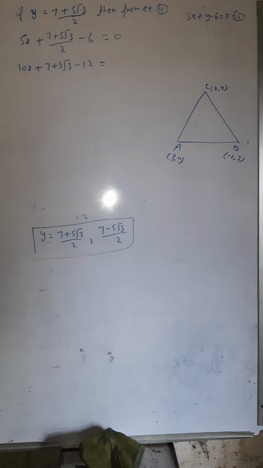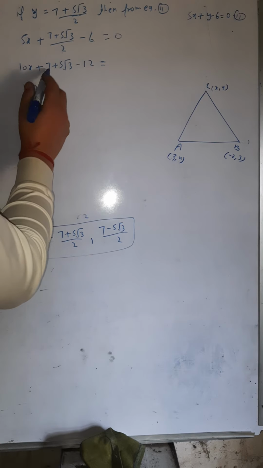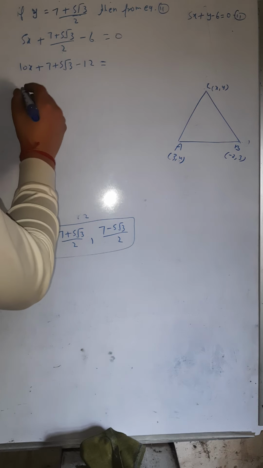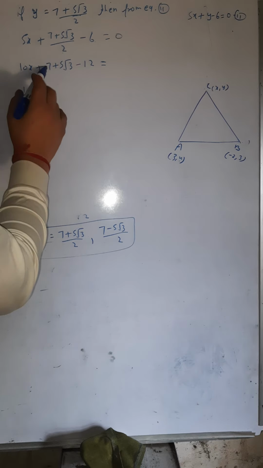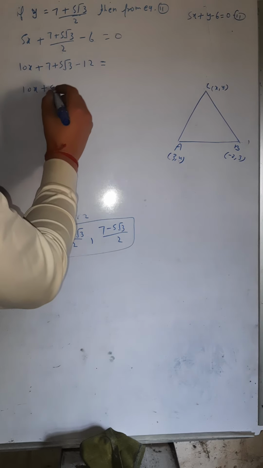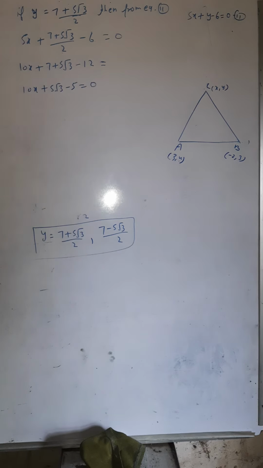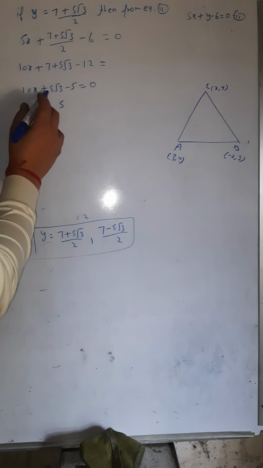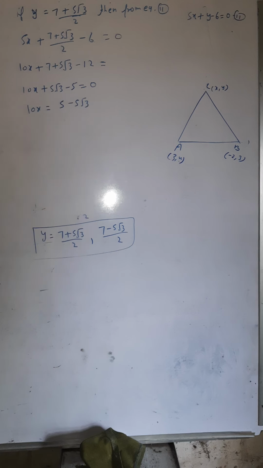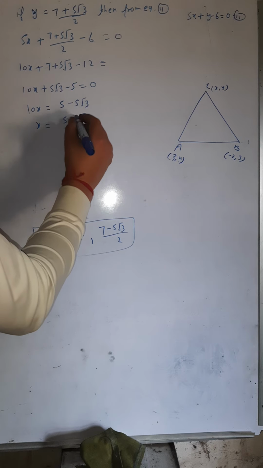Now take the LCM. So from here 10x, and 7 minus 12 will be minus 5. Remember this, 7 minus 12 will be minus 5. What is left here is 5 under root 3. So 10x plus 5 under root 3 minus 5 equals 0. From here 10x will equal, this all will go to the other side, minus 5 will become plus 5, plus 5 under root 3 will become minus 5 under root 3. So the value of x will be 5 minus 5 under root 3 by 10.